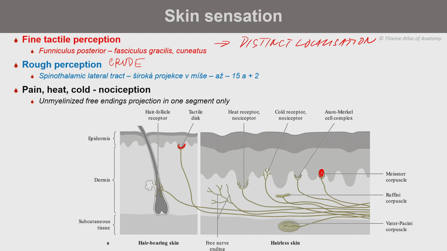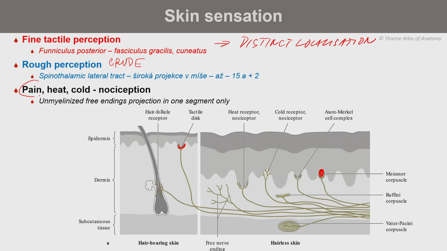The crude, also rough perception is led by the lateral spinothalamic tract. It has a very wide projection because they are connected with the other segments, so probably up to 17 segments have a projection. So then it is not too easy to understand where you are touching the skin. This is for vibration, this is for the sensation of pressure when you are stepping on the floor, etc.